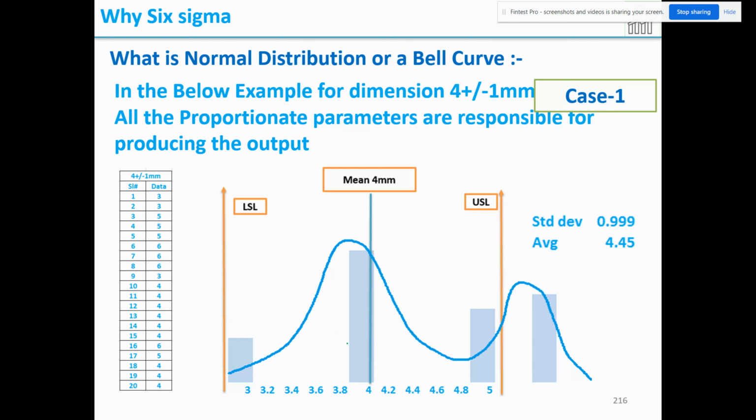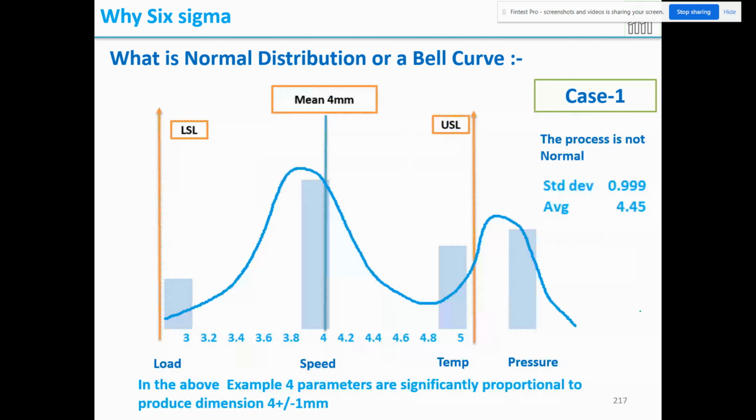Then what happens if you're trying to produce everything 4? Then your distribution will be very normal. You will form a bell curve like this. Now if you see the below data, the data is spread everywhere. So this is not a good process. Now let us come to the process that is not normal.